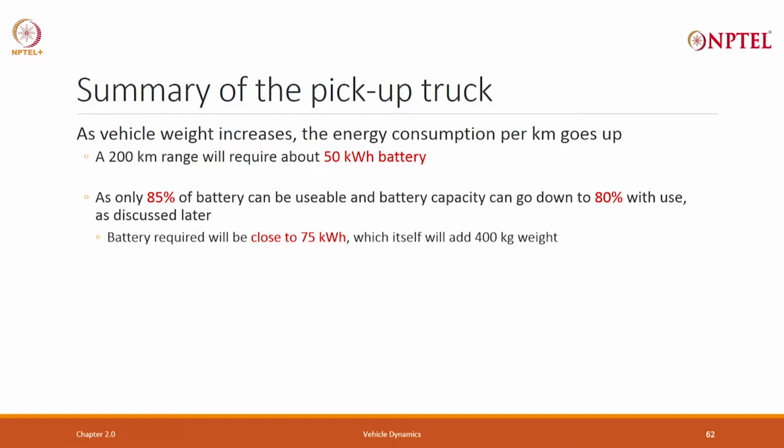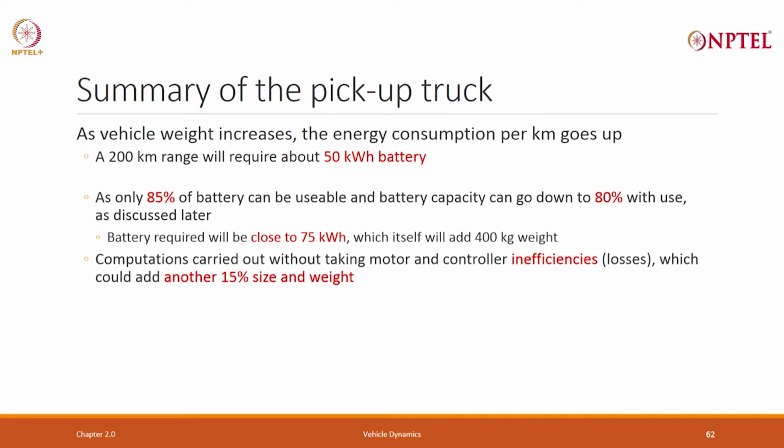Now, remember that 75 kilowatt hour itself will add 400 kg of weight. So, my total gross weight has to include this. If I have a smaller battery, 50 kilowatt hour, it will be less. So, we have to compromise, we have to figure out.